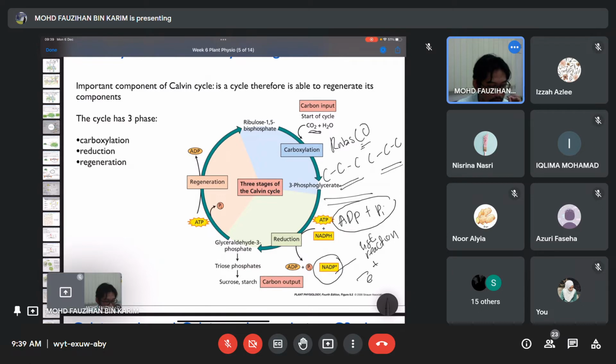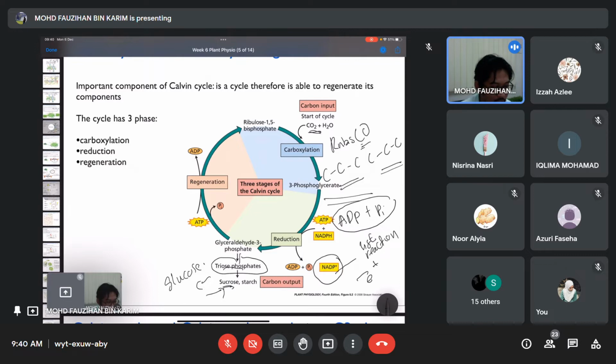And then the three carbon will go through another transformation and finally produce triose phosphate. What is this? The most basic molecule to form sugar, right? Triose phosphate, right? So triose phosphate will produce sucrose. Sorry, triose phosphate will produce glucose, and then glucose can form sucrose and then more complex carbohydrate, which is starch.